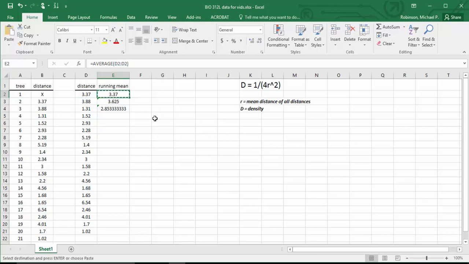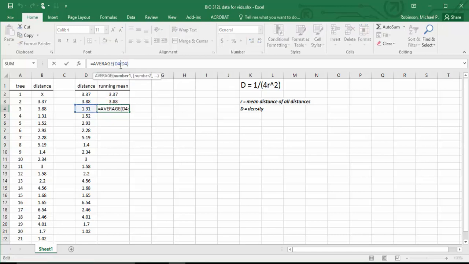Now if I copy this and then I paste it here, what's going to happen? It's going to shift the equation, so it's the average of D3 over D3. So I click here, and this puts an outline around the parts of this equation, so D3 to D3. And if I copy it here, it's going to shift it. So now, because we've gone down a cell, it goes from D3 to D4.